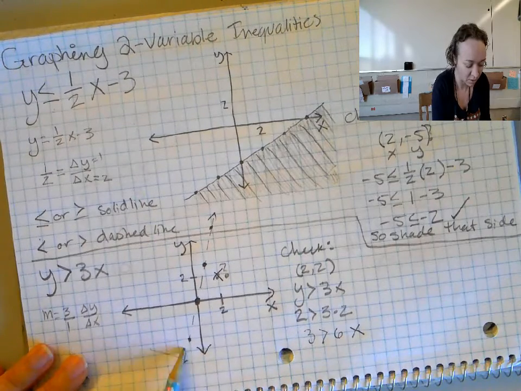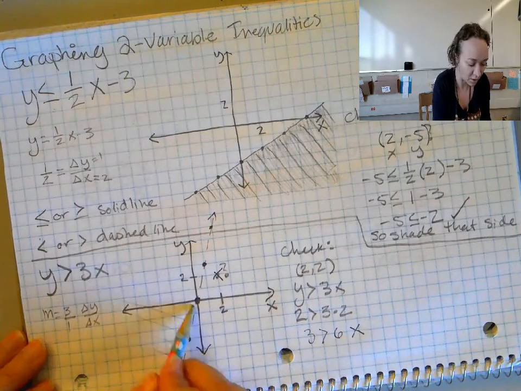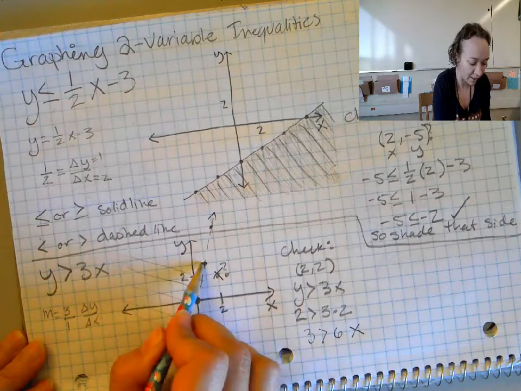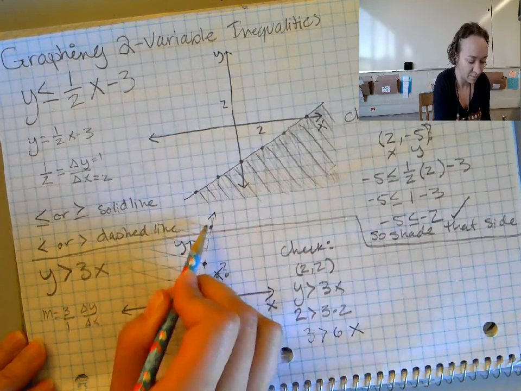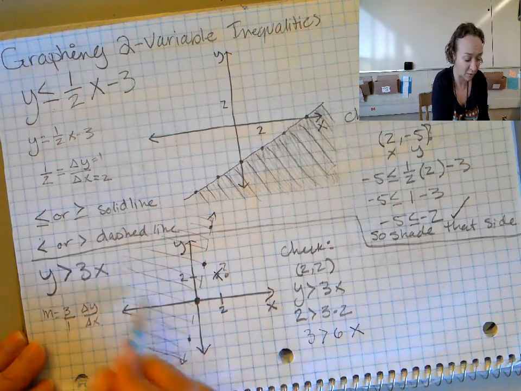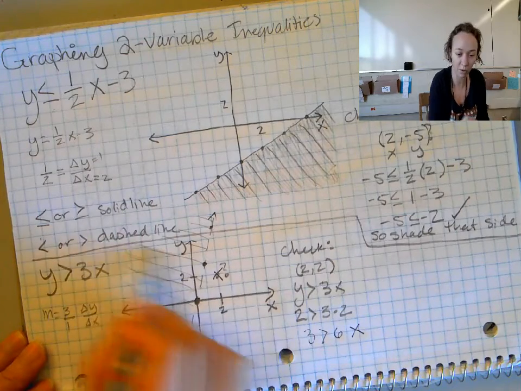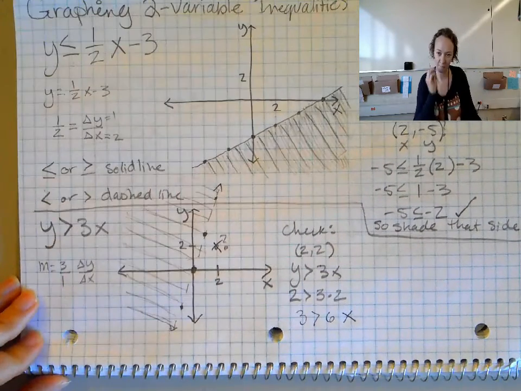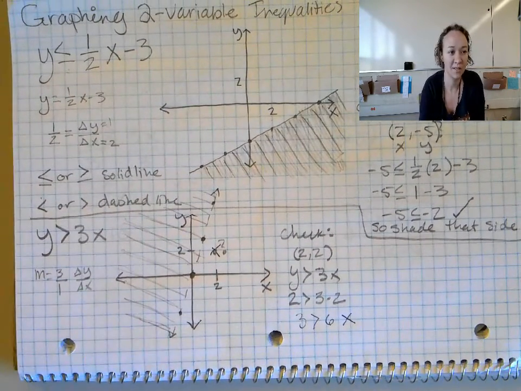And this is the other way to do it, is to show your shading like that. It's up to you whether you want to shade or not. Some people even like to color it in with a highlighter, which is another thing you can do. Okay? All right, let's do it again.